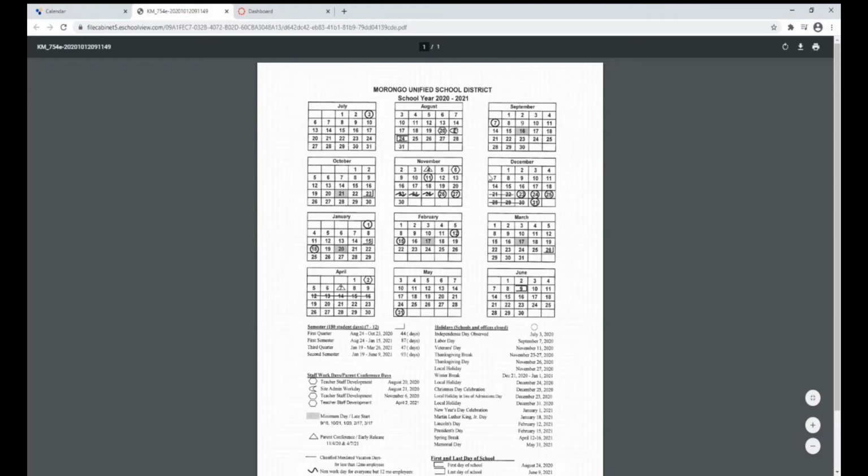For example, today's December 27th. You can come and see December 27th, right? It's not a school day. It doesn't even show up on here. No school that day. But you can also see what's going on in December, right?